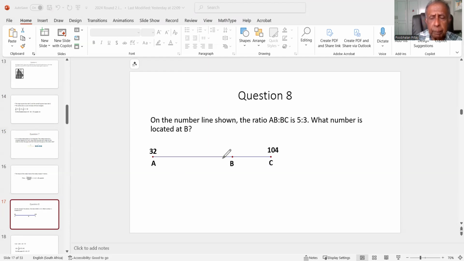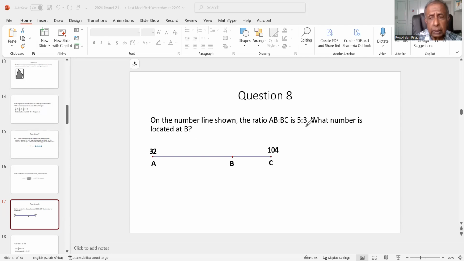so this is the number line. So A is 32. It's a number on the number line, and C is at 104. What number is located at B? But they tell you that the ratio of these two lengths is 5:3.